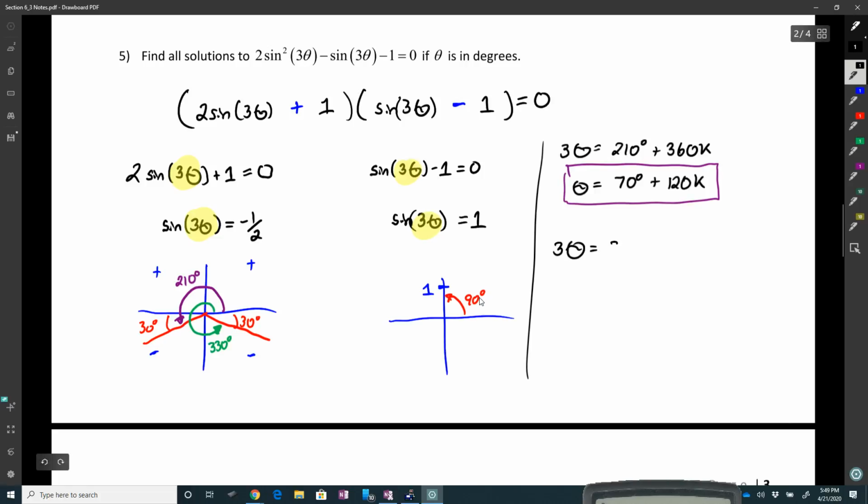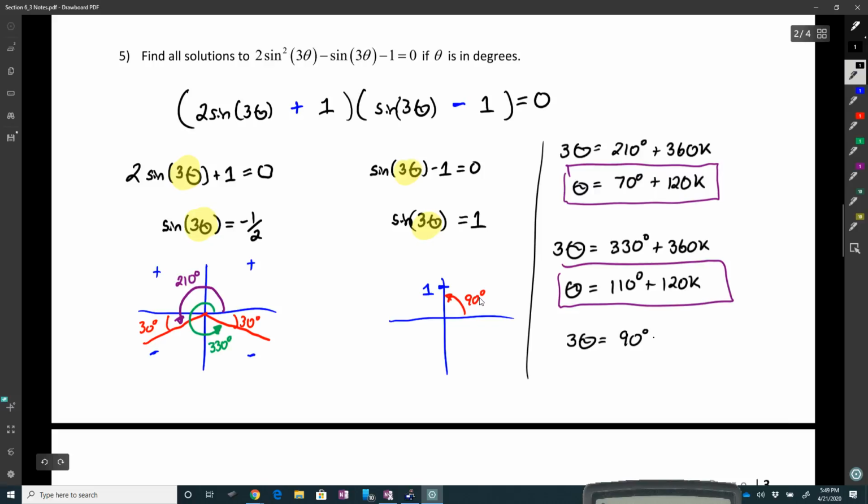3 theta is equal to 330 degrees plus 360k. I divide by 3. This is 110 degrees plus 120k. Second answer. And then the last one is 3 theta equals 90 degrees plus 360k. If I divide by 3, I get 30 degrees plus 120k. And so those are my 3 solutions.